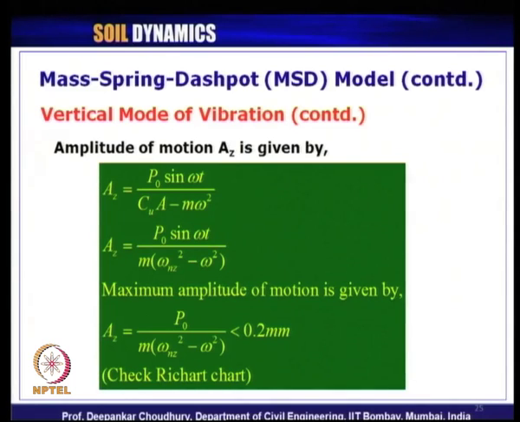Now, if the damper is involved, which is the practical case, obviously, this equation will involve the damping ratio also. You know that equation, right? The expression will be A z equals p naught by k times root over 1 minus r square whole square plus 2 eta r whole square. So, that is the expression.